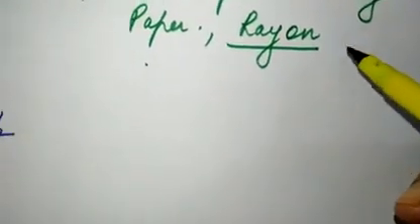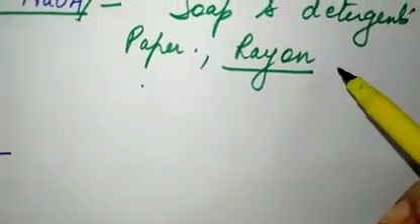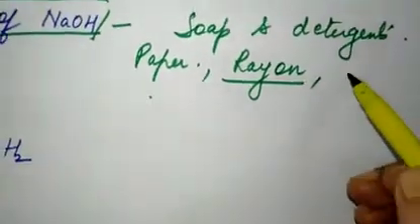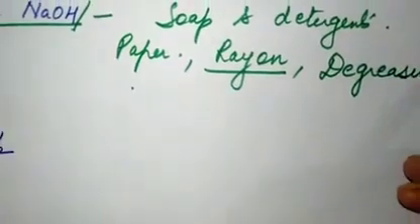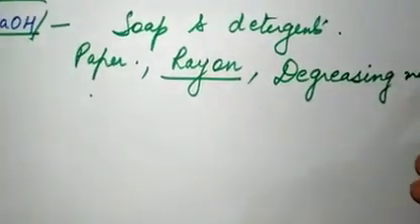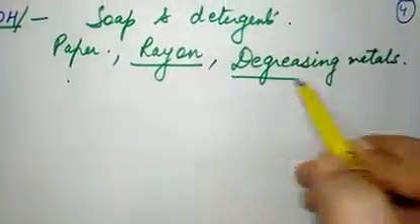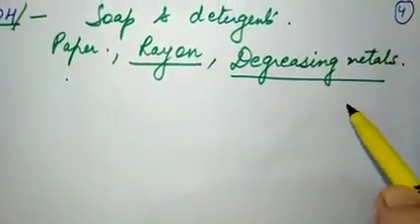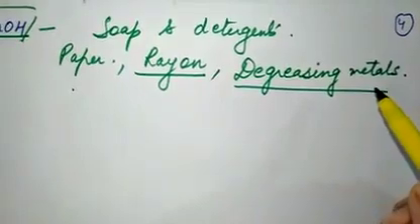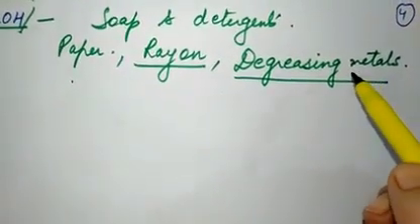It is also used for degreasing of metals. Okay, so these uses degreasing of metals. Degreasing of metals means removing the grease from the metals when the metals are extracted. So all these are uses of sodium hydroxide. Sodium hydroxide is a very important base.